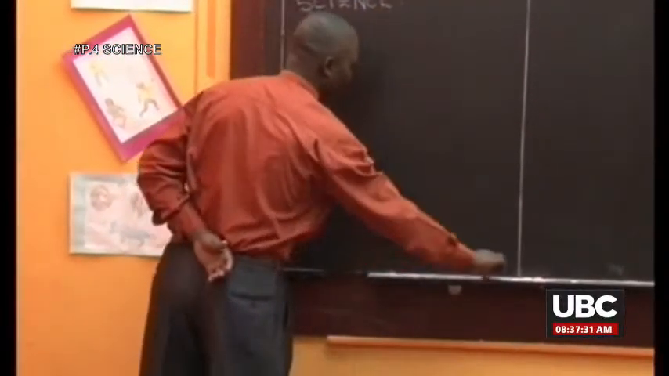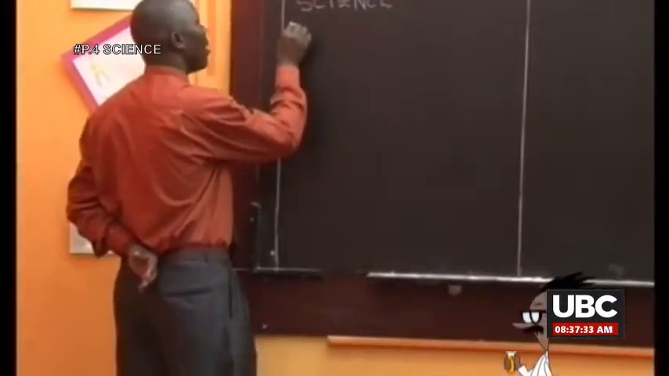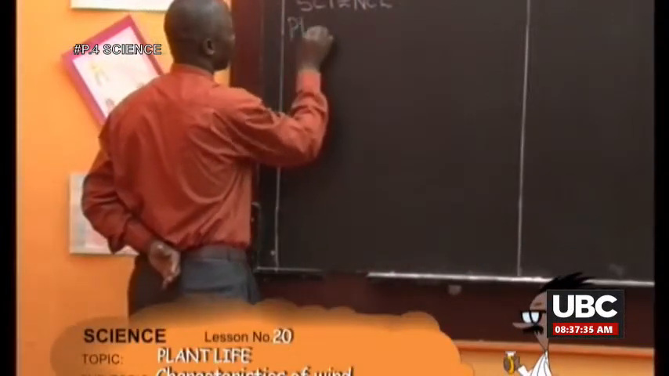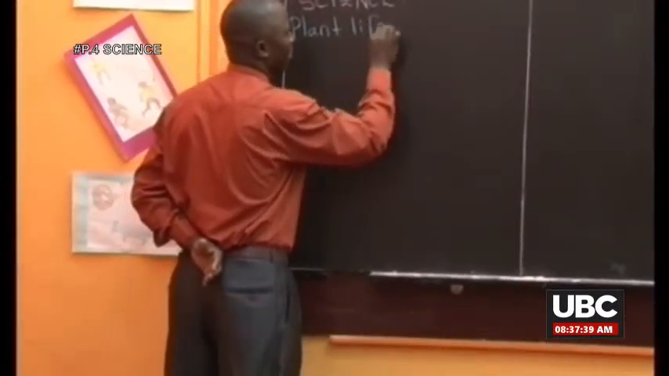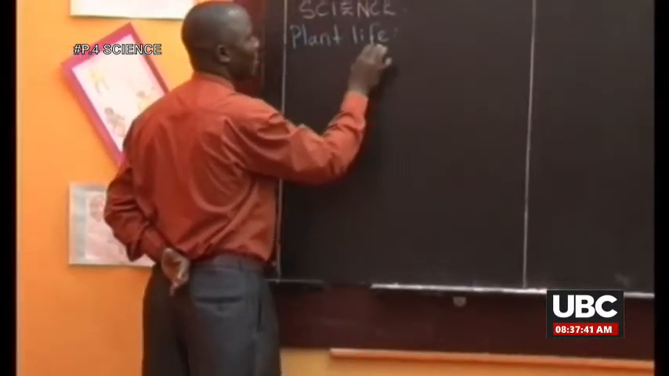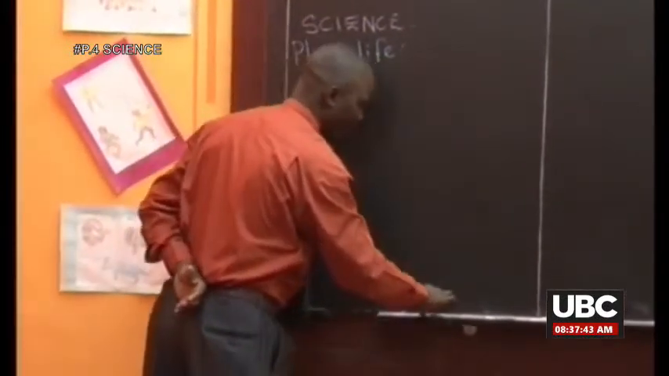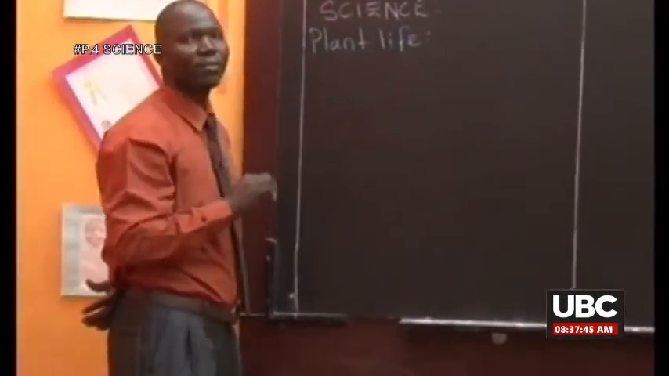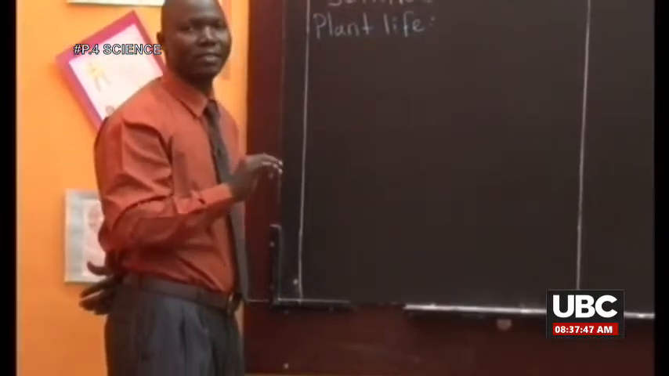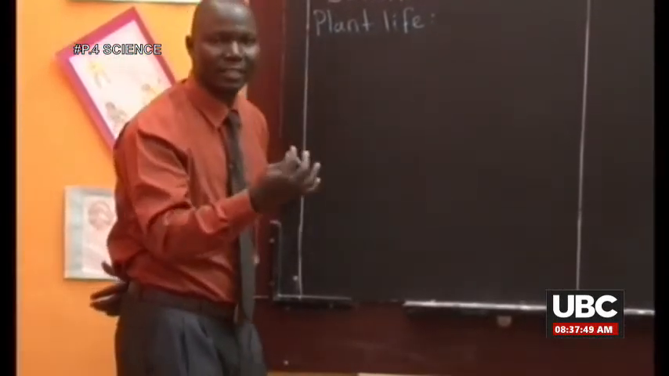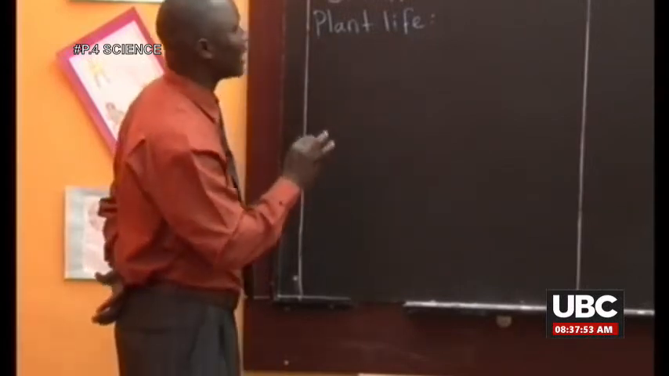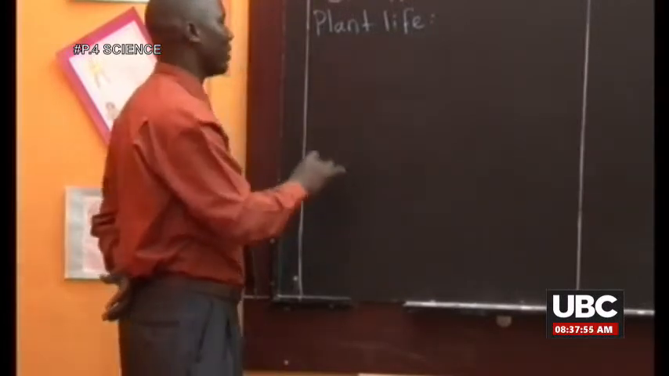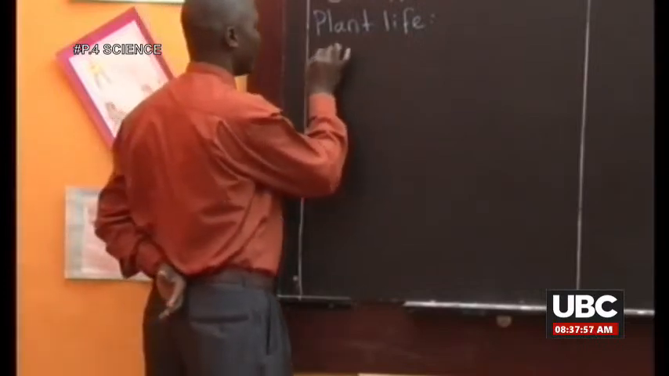And still looking at plant life. We are looking at plant life. But under plant life, we are asking ourselves the characteristics of insect and wind-pollinated flowers.